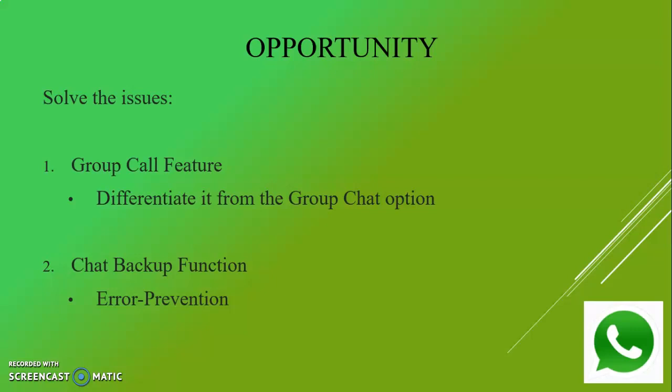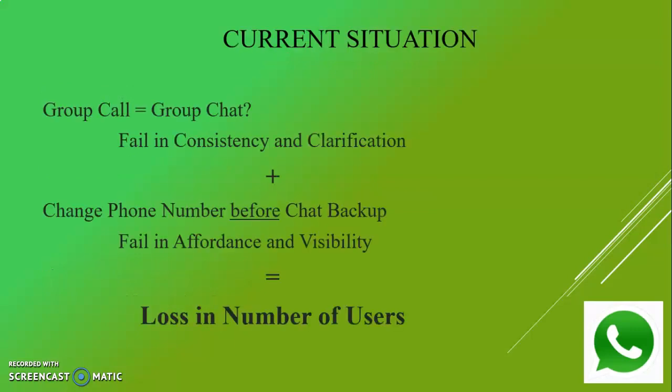The current mobile app lacks an explanation and error prevention, so my proposal will be taking a journey into solving those. The first modification will focus on differentiating the group call feature from the group call option, and the second one will be focusing on preventing users from committing mistakes when using the chat backup function.